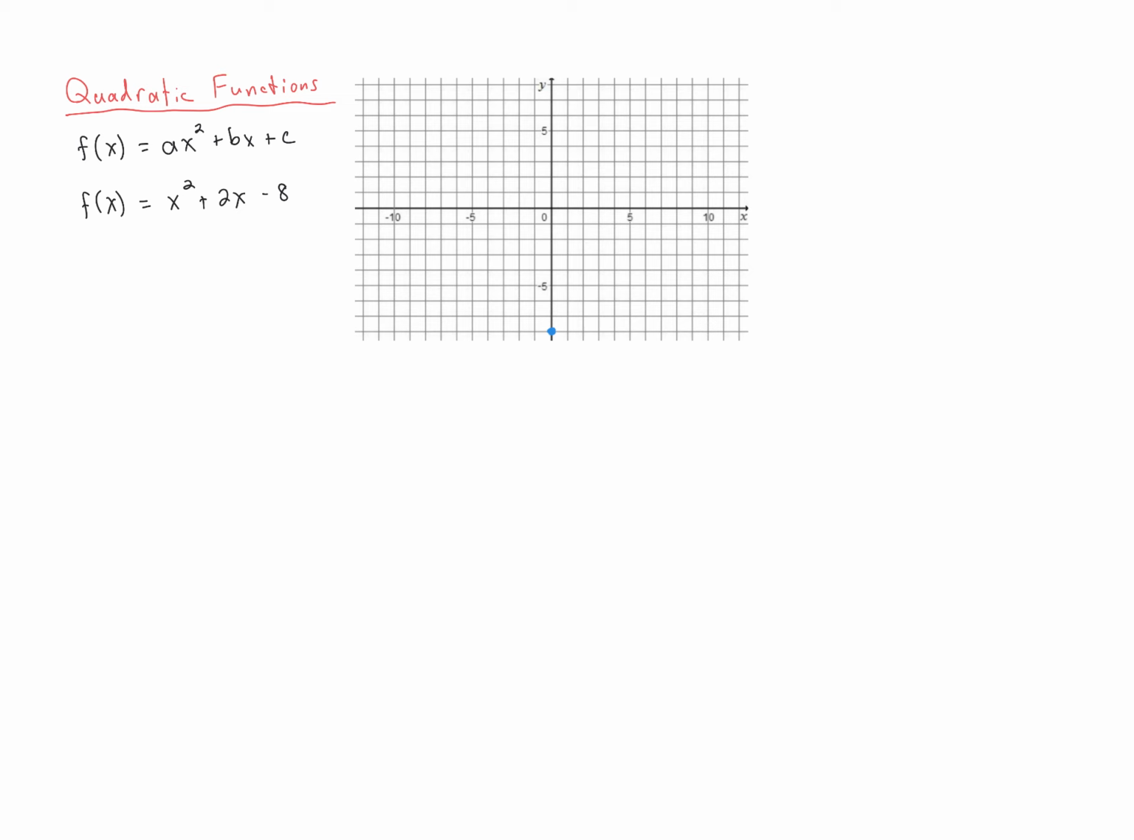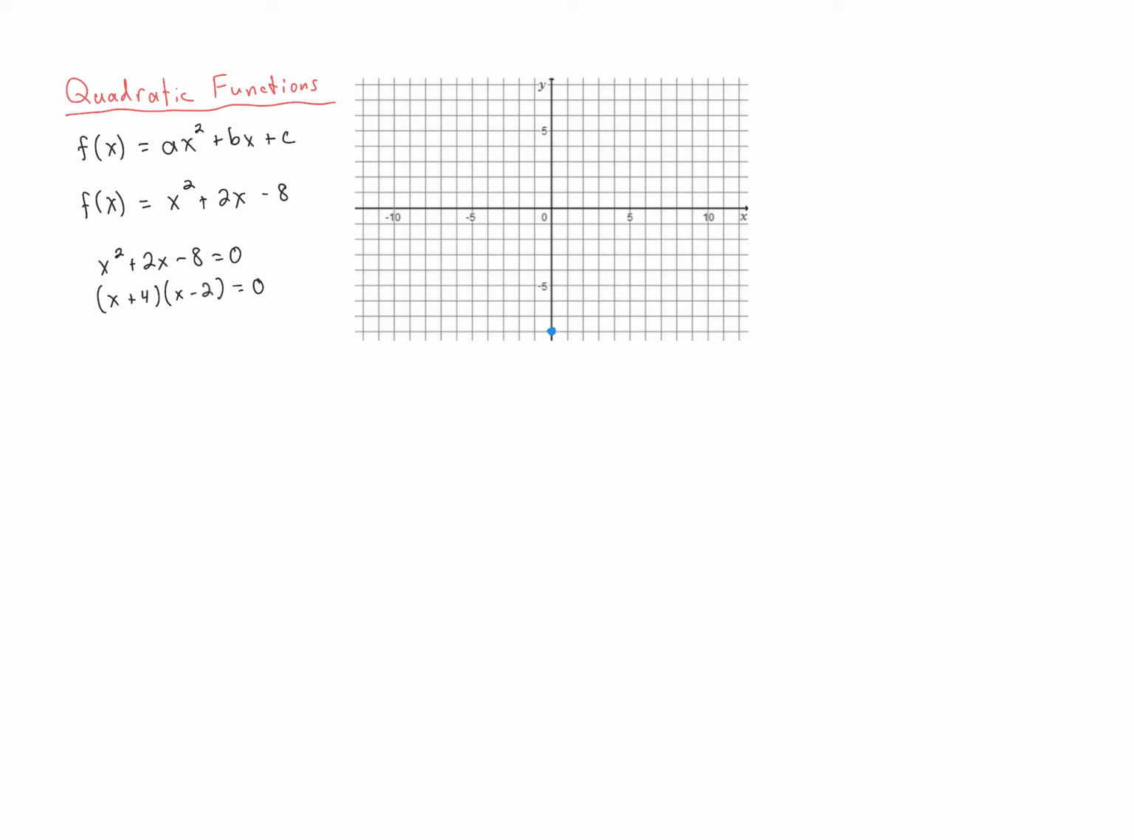Then if we want to find the x-intercepts, we can set our function equal to 0 and solve for x. So we can say x squared plus 2x minus 8 equals 0, and we can factor that trinomial on the left. Something like this is going to factor into a product of two binomials. To get the constants, we need two numbers that have a product of -8 and a sum of +2. Those are going to be +4 and -2.